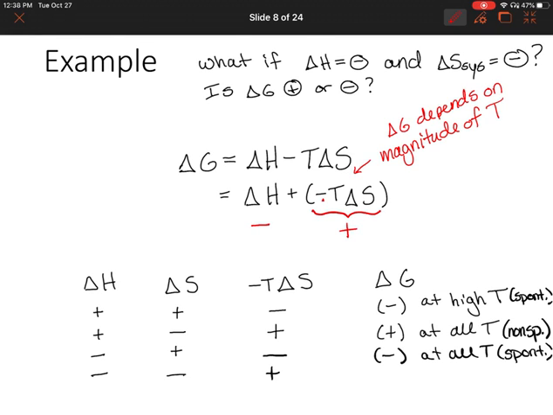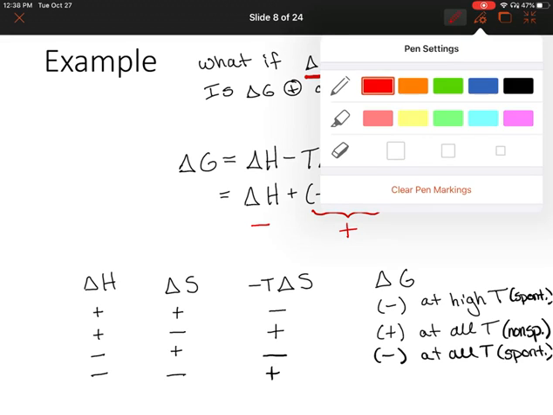Well, this looks a lot like what we originally talked about, right? We asked if delta H is negative and delta S is negative, what is delta G? And we said that it depends on the magnitude of the temperature. Okay, so let's think about this for a second. When would delta G be negative? So when would this be spontaneous? Would delta G be negative at high temperatures or at low temperatures? It would be negative at low temperatures.